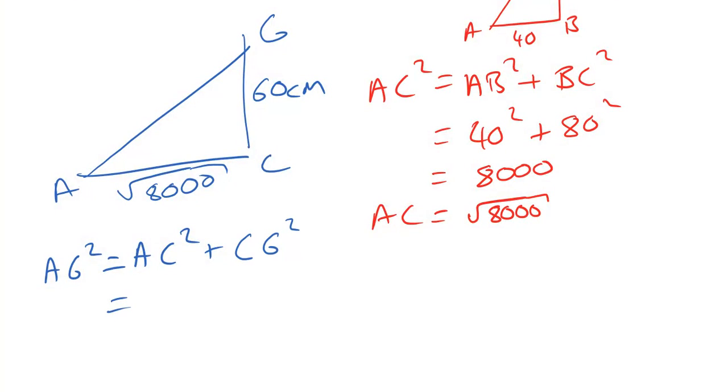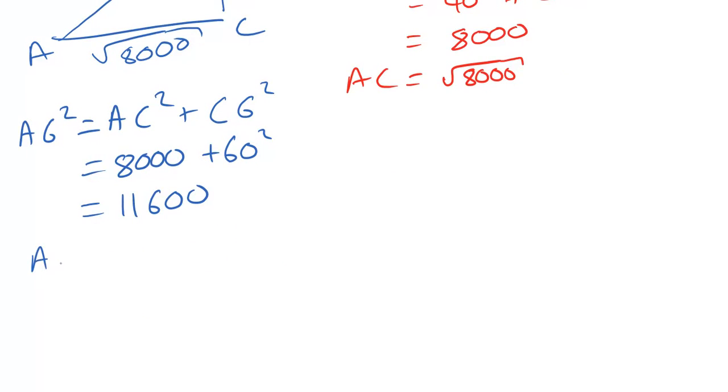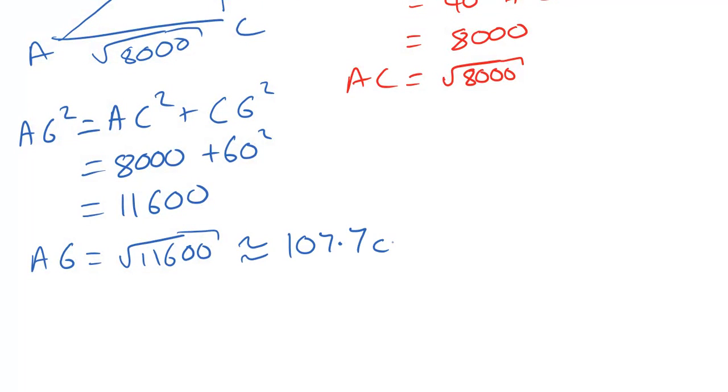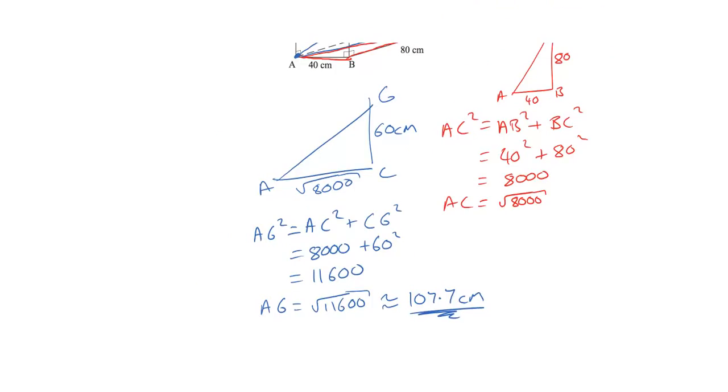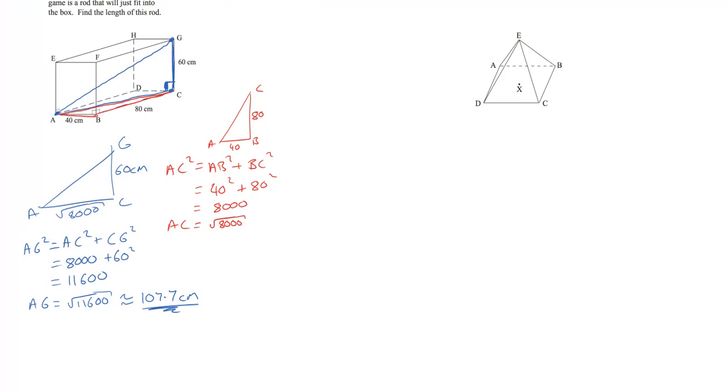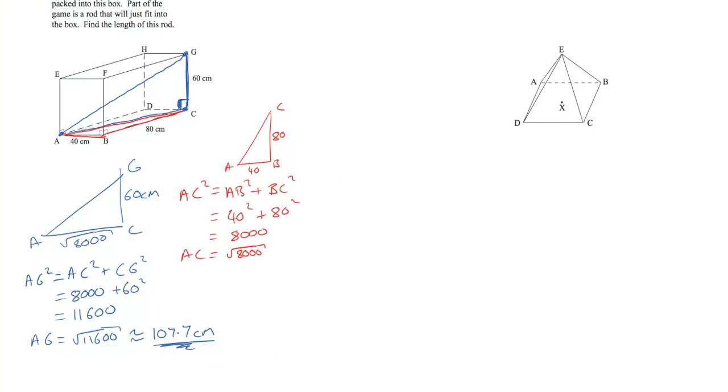If I sub in the numbers, I'm going to have 8,000 plus whatever 60 squared is. Well, I can work that out. That comes out to be 11,600. So if I square root that, AG is the square root of 11,600, which is approximately, and let's use the correct terminology, approximately 107.7 centimeters. Okay, so what do we have to do? Well, we used Pythagoras twice there, so we could find the diagonal, first of all, using another diagonal.